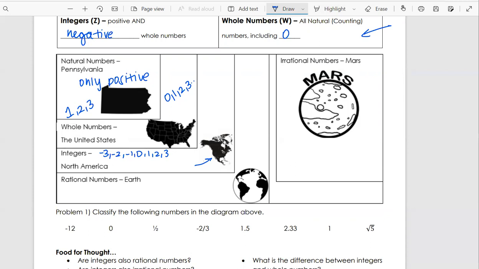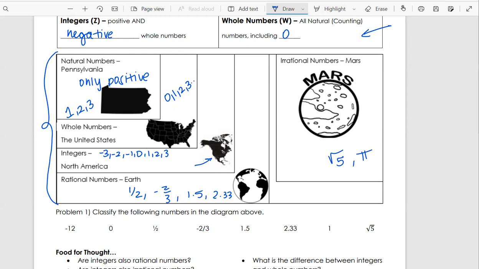The next step are rational numbers. Rational numbers are our fractions. So we've got 1/2 or -2/3 or 1.5 or 2.33, and that could be the whole Earth. And then crazy, those irrational numbers are on Mars. Those are like square roots, square root of 5. Pi is irrational. Okay, so this is kind of just a visual. You learned about this last year, which is why we're not going too deep into it right now. I just wanted to do a quick little review before we started learning new things in chapter 6.